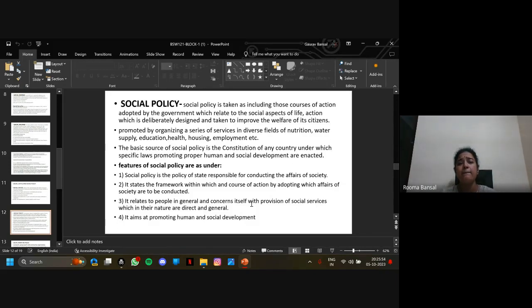Here we can say these are the basic services or basic requirements fulfilled by the government and its rules and regulations also. It relates to people in general and concerns itself with provision of social services which in their nature are direct and general. It aims at promoting human and social development.